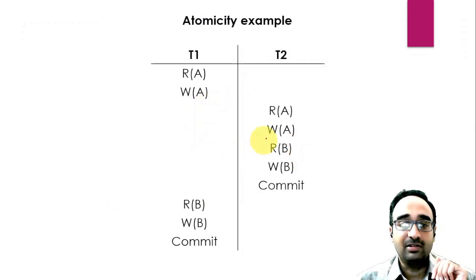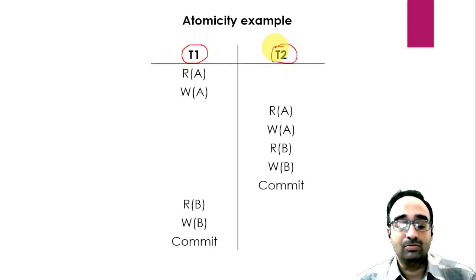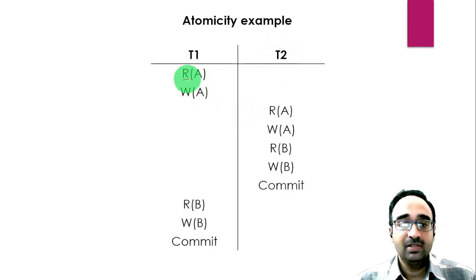Now let's see this example. You can see there are 2 transactions, transaction 1 and transaction 2. This is a read operation on object A, and this is a write operation on object A. Similarly, read on B, write on B. Here also transaction 2 is reading A, writing A, and then reading B, writing B. And finally, one more operation you can see is that in both transactions at the end there is commit.